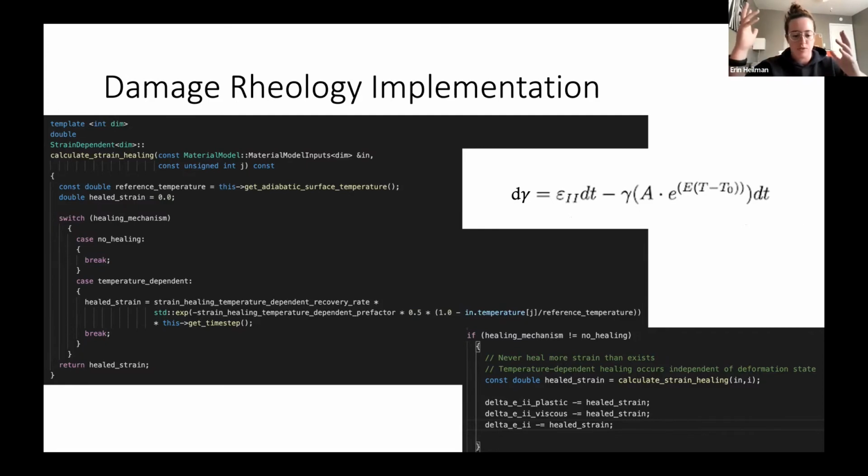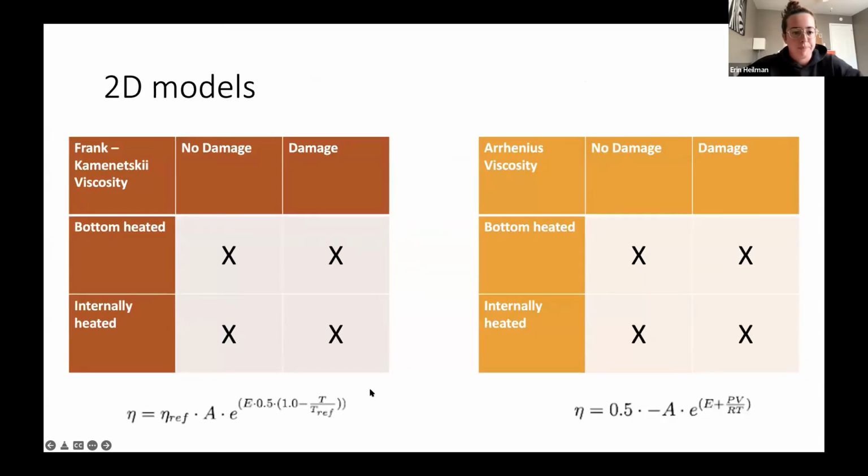And this is just the accumulated damage. It's not exactly representative of it, but this is how it's implemented in the model. This is what I did at one of the hackathons. This is where it's implemented in the strain dependent model and how healing is used there.